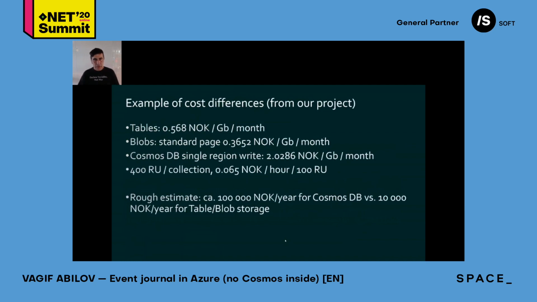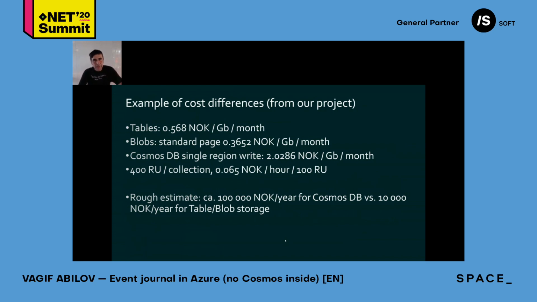When it comes to costs, here's one of the calculations that we made while making the choice between Cosmos DB and Table and Blob Store. And that was one of the primary arguments for us to choose the Table and Blob Store combination. So rough estimates, we ended up with about 10 times difference between the combination of Table Blob and Cosmos DB. So it's big enough. It's too big, actually, not to take care of, not to think of.